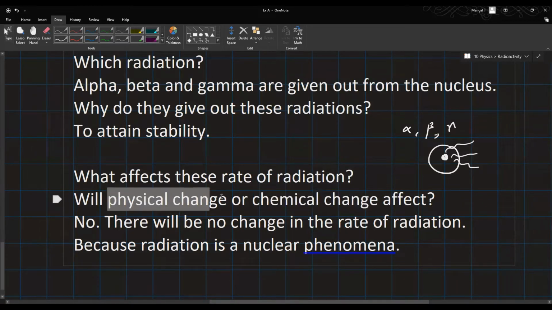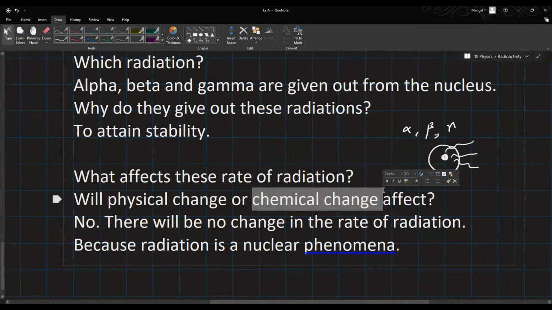So what I'm saying is a physical change or a chemical change does not affect the nucleus. And these radiations are given out from the nucleus. That is the reason why the rate at which alpha, beta, gamma radiation is given out will not change, even if there is a physical change or a chemical change in the radioactive substance.